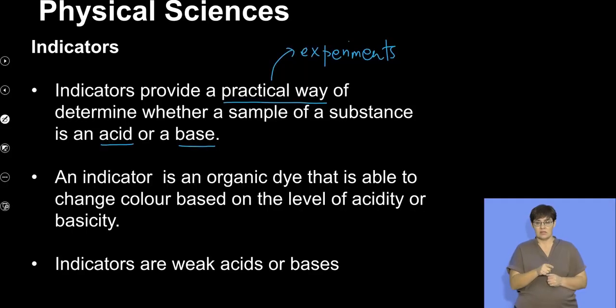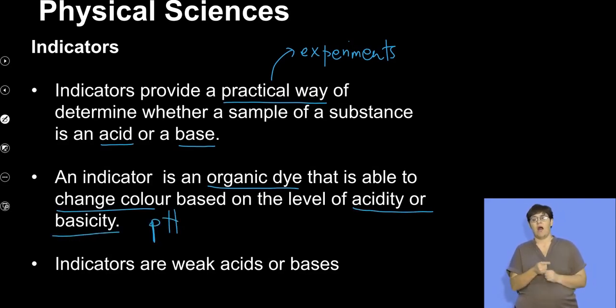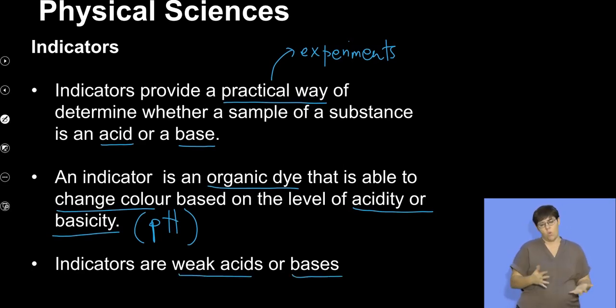So an indicator is an organic dye. This is the chemical composition of an indicator because it is a substance. It is an organic dye that is able to change color based on the level of acidity or alkalinity. This has a lot to do with pH, as we demonstrated in the previous segment when measuring the pH of different samples of substances. So indicators are, in their nature, weak acids or bases. In other words, this tells us about the extent to which indicators ionize or dissociate.